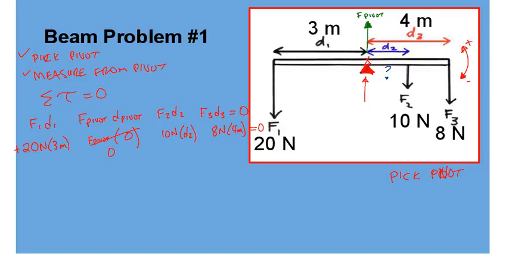This one's 0, so I'm not going to worry about it. But the other two make it rotate in the opposite direction. That would be negative, like that. We've got some numbers here and here. We can combine those. You can see these aren't very hard to do.